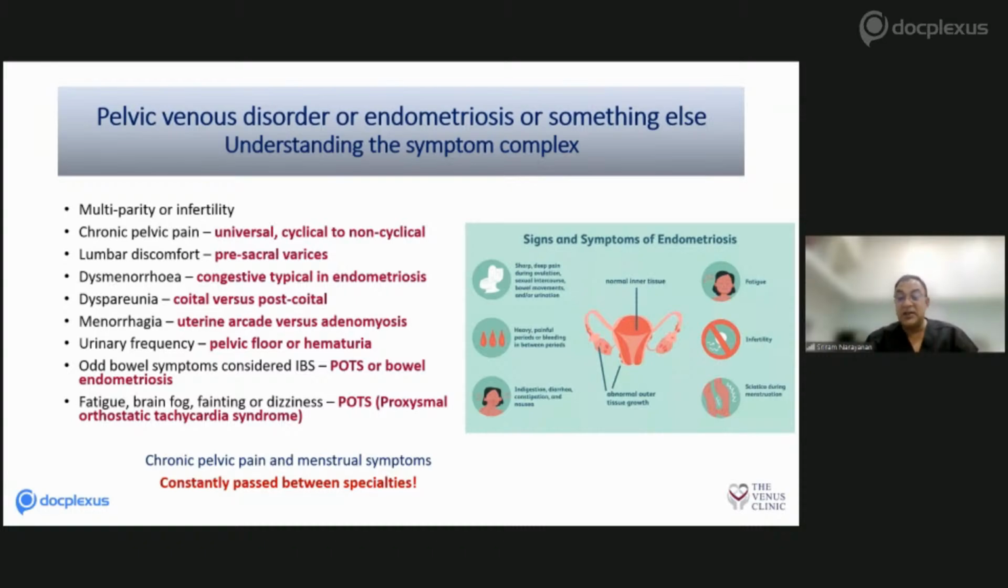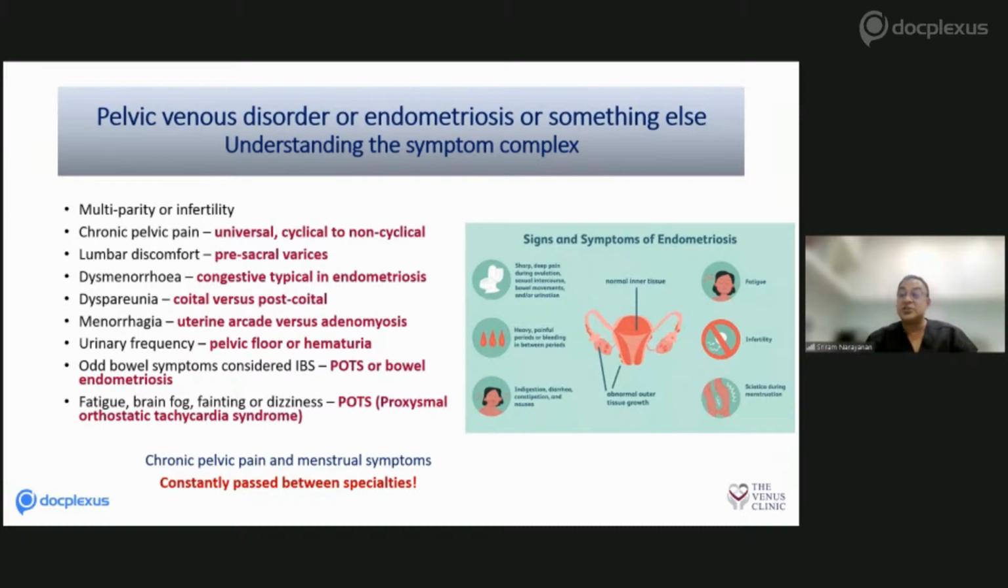Post-coital pain, pain that persists after intercourse and in some patients can last for up to a day or even 2 days, that is typical of a pelvic venous disorder. And that's because there's congestion of the pelvis during sexual intercourse, and then that congestion persists and leaves symptoms afterwards.